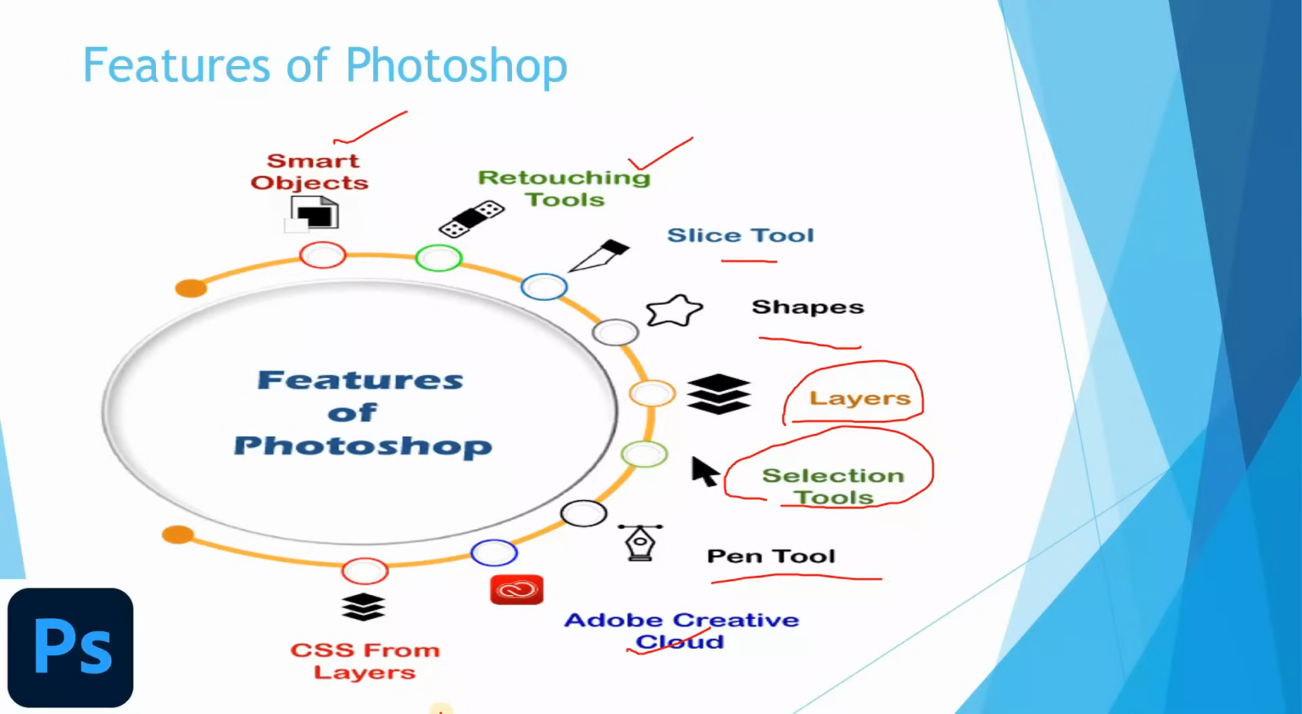And next and the last one is CSS from layers. It is another feature which allows us to generate the CSS code for specific design elements. For example, if we have drawn a rounded corner rectangle on a layer, and if we want the CSS code for this rectangle, what we have to do is just click some options or right click on it, and we can get the code for CSS.